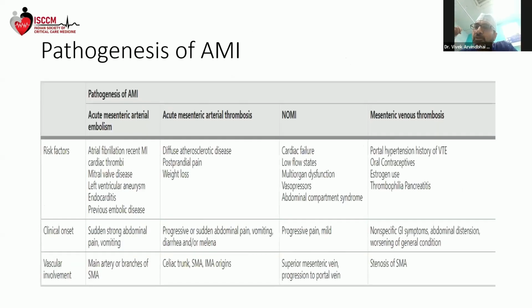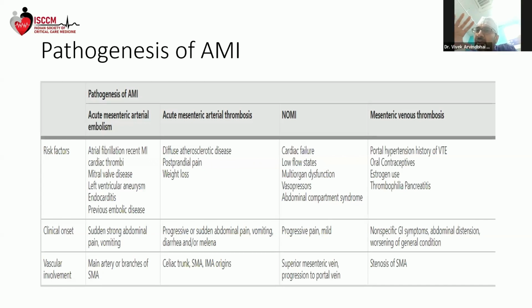Now we come to the pathogenesis of acute mesenteric ischemia. As you can see, these are the risk factors, as I have mentioned earlier: acute mesenteric arterial embolism, like AF with recent MI, cardiac thrombi, mitral valve disease and so on; acute mesenteric arterial thrombosis, with atherosclerotic disease; and non-occlusive mesenteric ischemia, with cardiac failure, low output state, multi-organ dysfunction. These are all the risk factors.